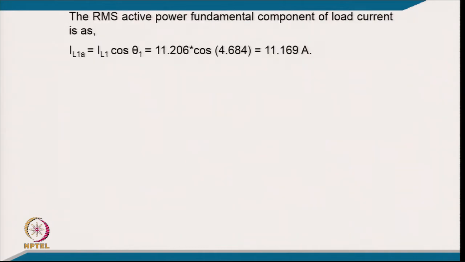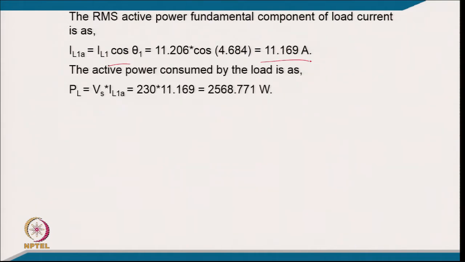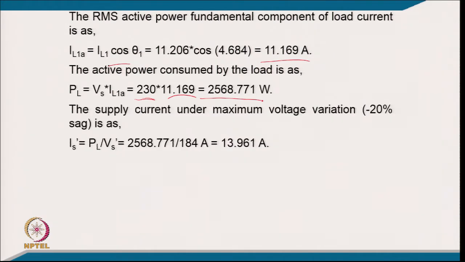The RMS active power component of load current, IL1 cos theta 1, comes to 11.169 ampere. The active power consumed by the load is the load voltage, that is 230 volt, multiplied by the active component of current. So, it comes to 2568.771 watt.